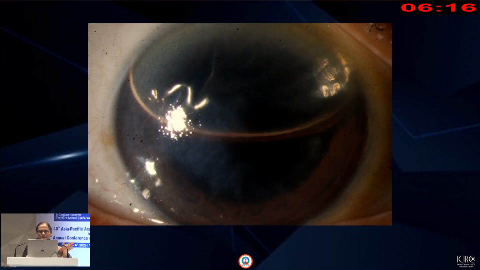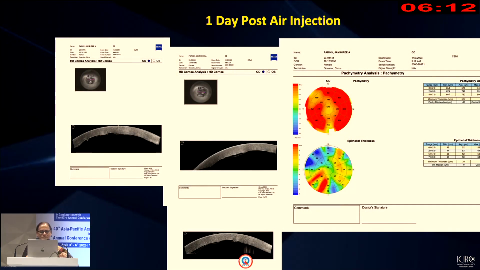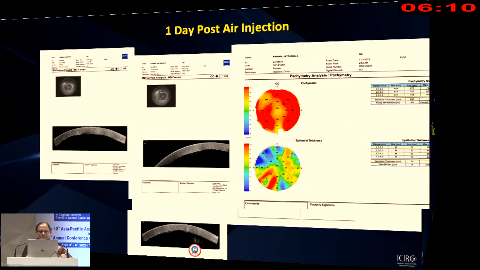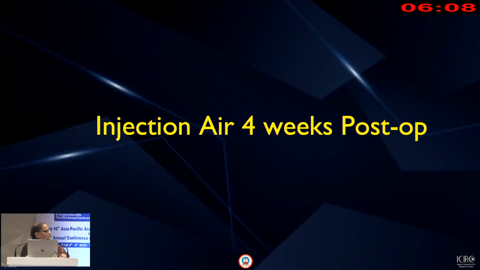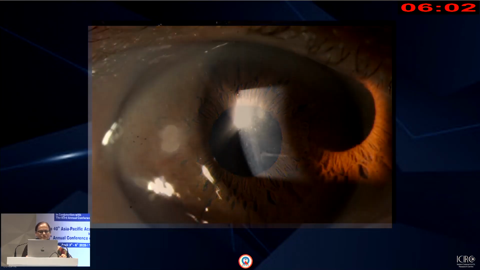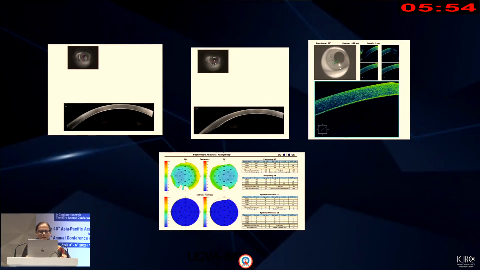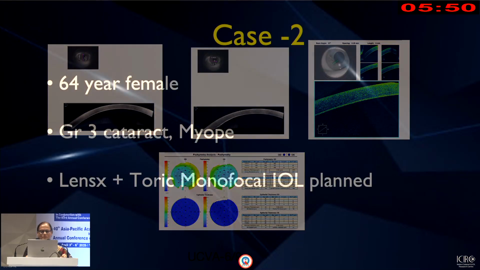Again, even the next day you must do an AS-OCT scan. So it looks reasonably attached, and after 4 weeks, finally, the cornea cleared, the patient was happy. However, if you notice, there is a small linear scar at the main incision. So that is where the Descemet's was detached. And pachymetry, everything came back to normal.